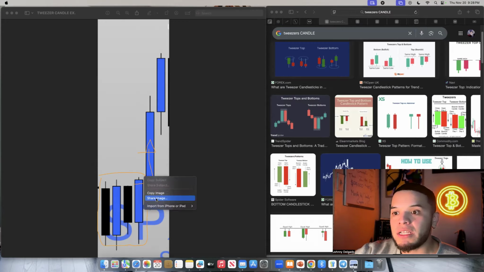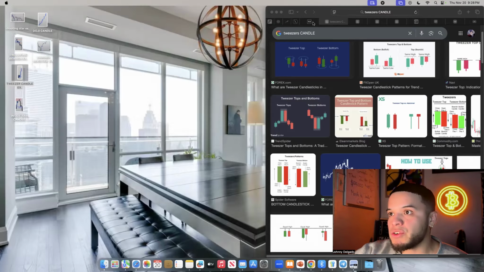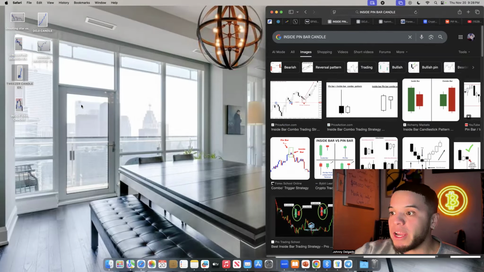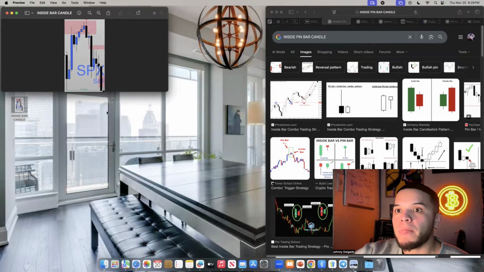So that's basically candlestick pattern number 2 that I use, that has helped me a lot with my overall confluence whenever I'm trading. Let me remove this here. The third one is the inside bar candle. So the inside bar candle, I'm gonna pop it open here.